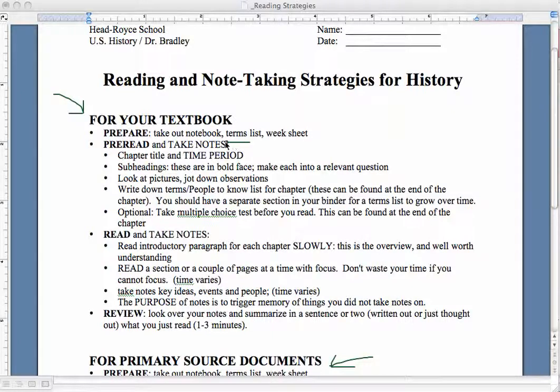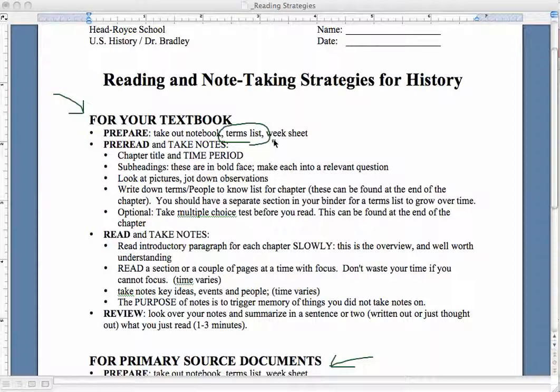And in your textbook, if you go to the back of any chapter, so since we're reading Chapter 1, go to the back of Chapter 1, you will find that there is a list of terms and people to know. You should start a running list at the back of your notebook where you take reading notes, or a section in your binder where you will write down terms for each chapter. And when we finish a unit, those will be the terms to study for the unit summative assessment.